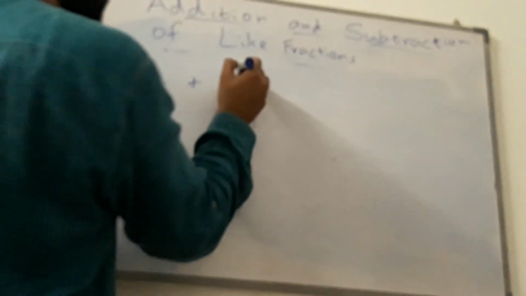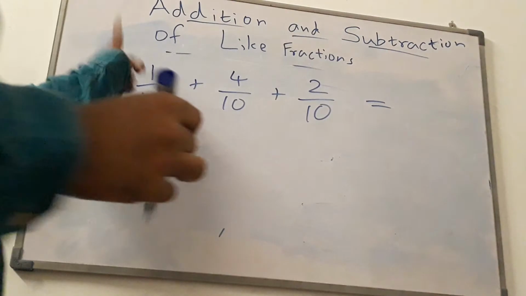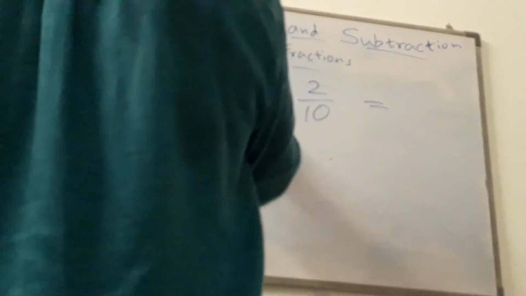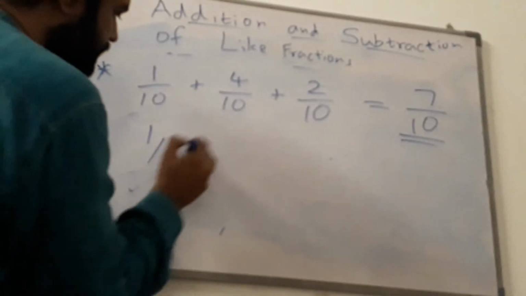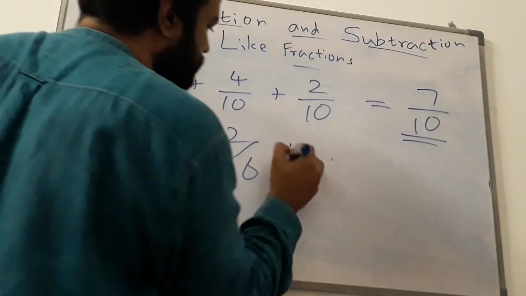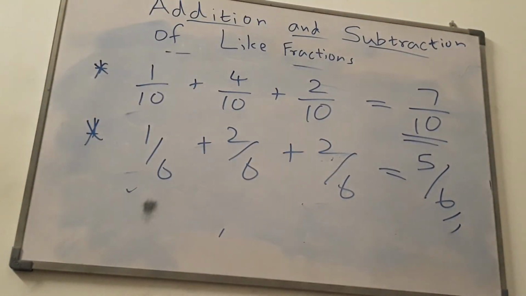Some examples: 1/10 plus 4/10 plus 2/10. Here what we have to do is add numerators. 1 and 4, 5 and 2, 7 out of 10 is the answer here. Same as 1/6 plus 2/6 plus 2/6 means 1 and 2, 3, 3 and 2, 5. 5 out of 6. The denominator won't change, the numerators get added.